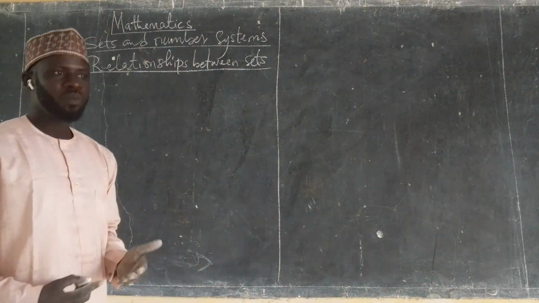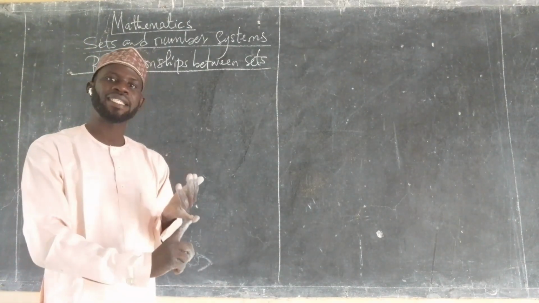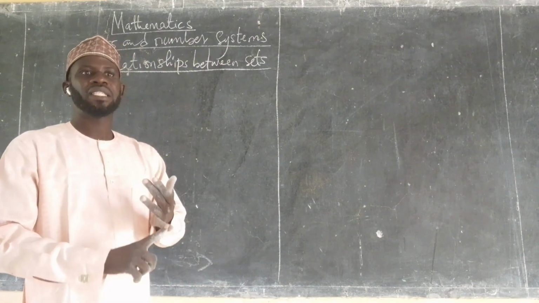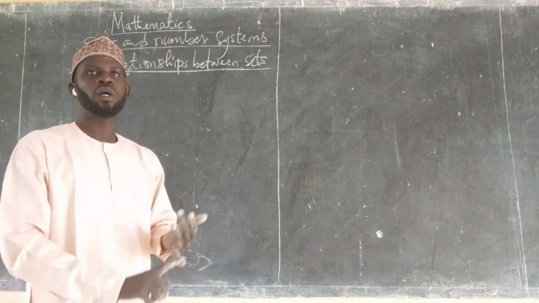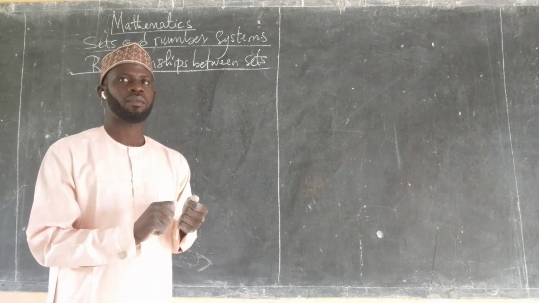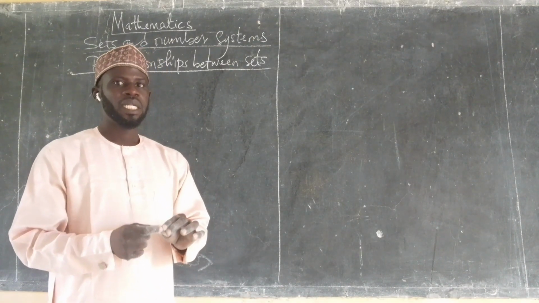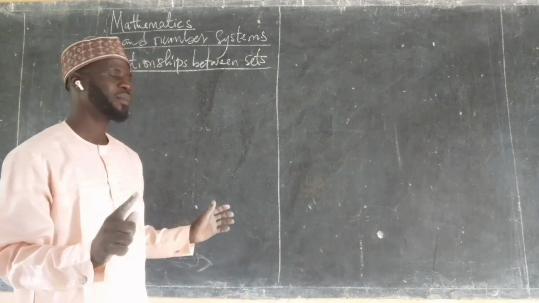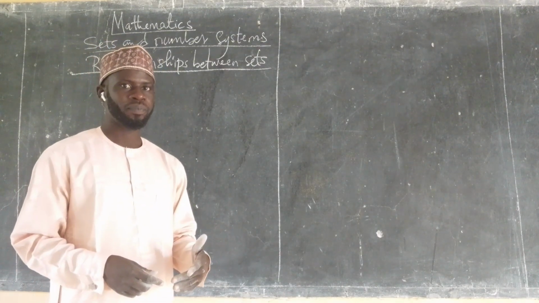In an earlier video, we defined what a set is. We said that a set is a well-defined collection of objects. These objects are somehow related, either in the way they function or the way they appear. We have also given the set notation.